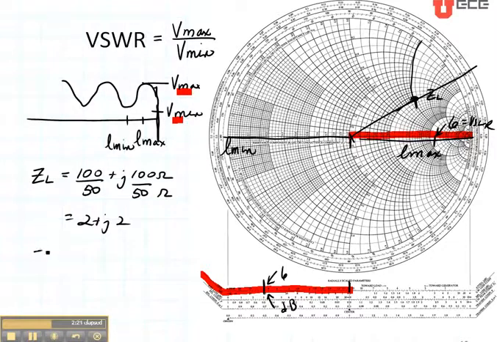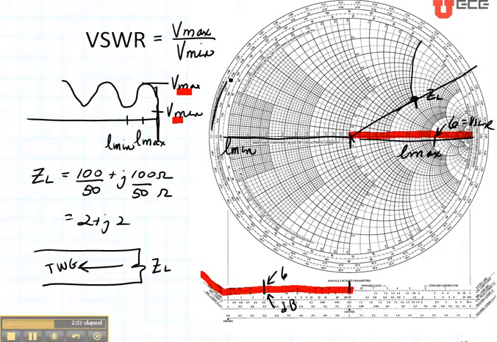As we have our load right here, and we travel towards the generator, in this direction, wavelengths toward the generator, we can see that the first thing we're going to come upon is going to be a voltage maxima. It's going to go up first. And then, as we go further, we're going to come to the location of the voltage minimum. So here we can actually read the location of the voltage maximum.